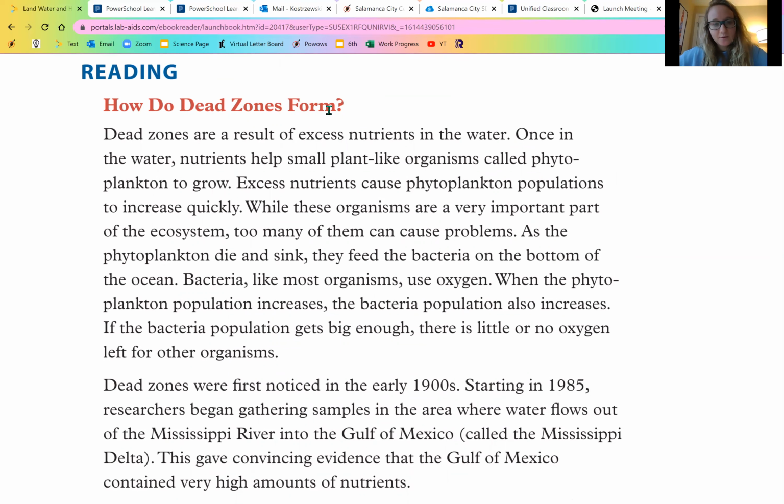Reading, how do dead zones form? Dead zones are a result of excess nutrients in the water. Once in water, nutrients help small plant-like organisms called phytoplankton to grow. Excess nutrients cause phytoplankton populations to increase quickly. While these organisms are a very important part of the ecosystem, too many of them can cause problems. So we always want to think with the mindset of things are good, but in small amounts.